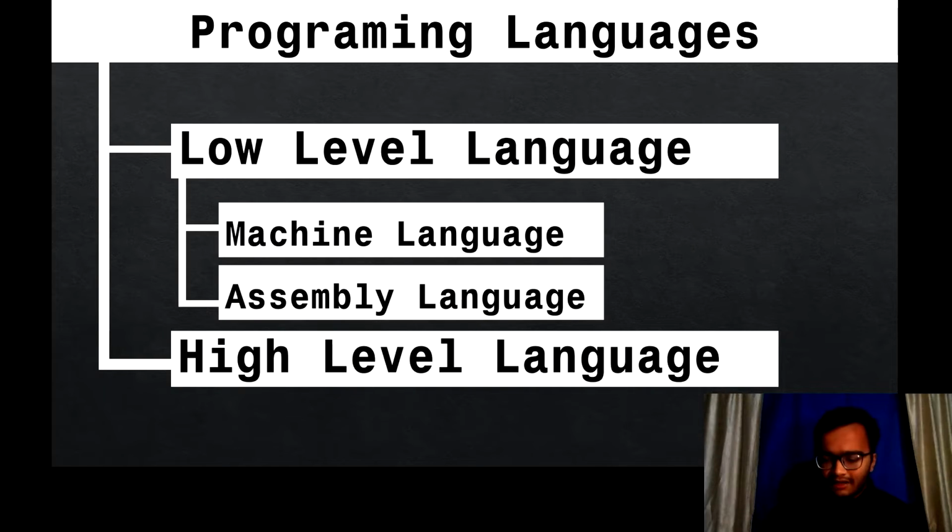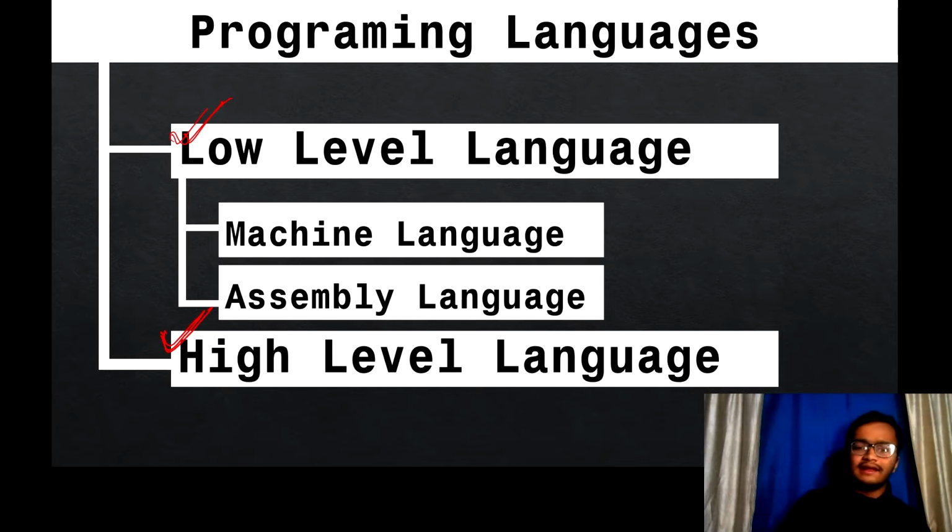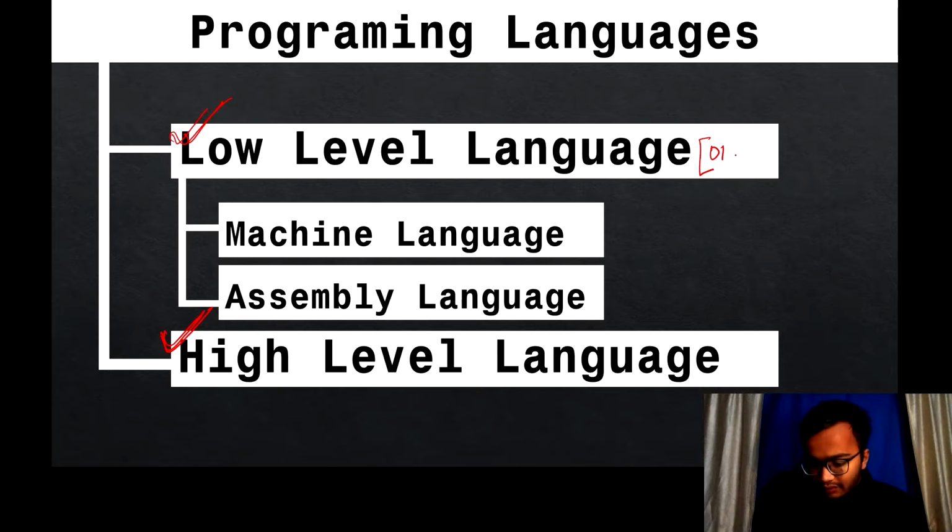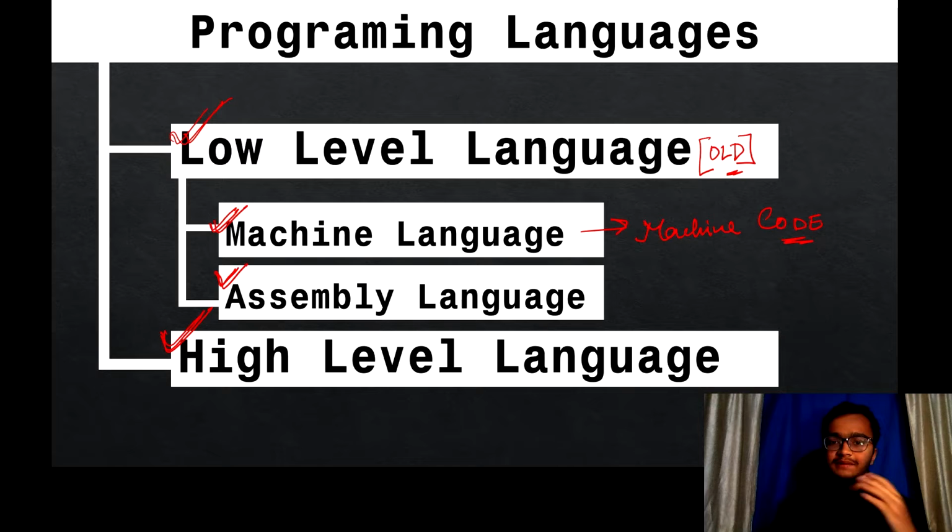Now let's move to types of programming languages. There are two types of programming languages: one is low level languages and the other is high level languages. Low level languages are the older ones; they came first. Low level languages are again classified into two parts: one is the machine language, or machine code, and the other is the assembly language.